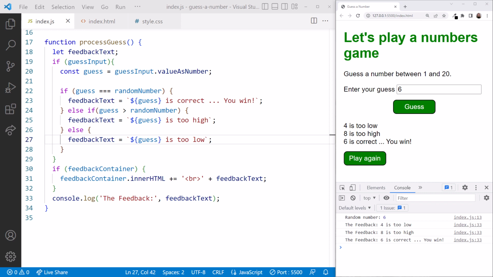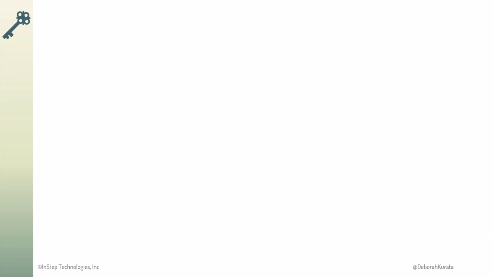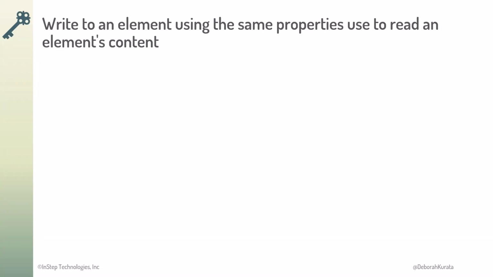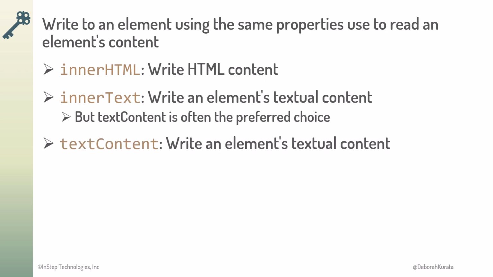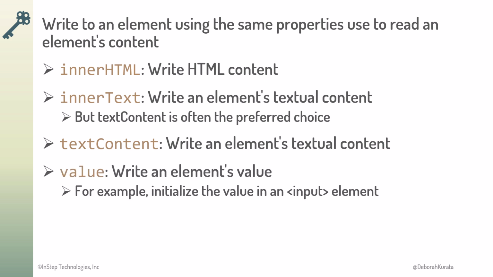But first, let's go back to the slides. So, we write to an element using the same properties we use to read an element's content. Use innerHTML to write HTML content. With innerText, we write an element's textual content, but textContent is often the preferred choice. Use textContent to write an element's textual content. For example, we can change the content of a button. Use value to write an element's value. For example, we could change the value of an input element, initializing it to a good default.